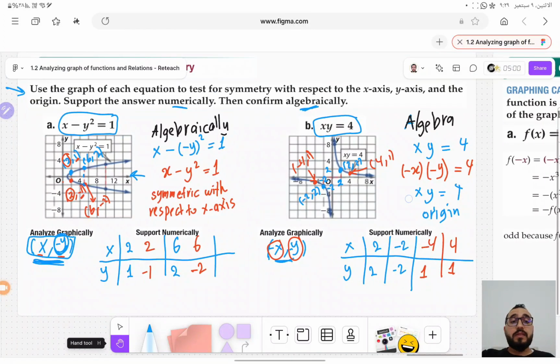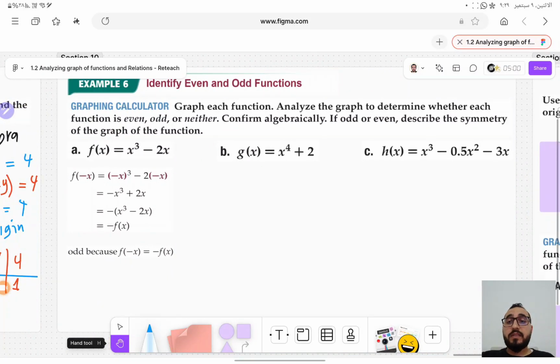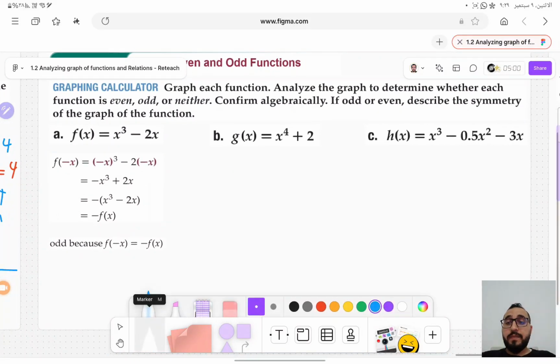Now if you have any question, please let me know. Here is the last example: how we can identify whether a function is even or odd. To identify whether a function is even or odd, always read the question, graph each function, and analyze the graph. Determine whether each function is even, odd, or neither. Confirm algebraically if it is odd or even, and describe the symmetry of the graph of the function.